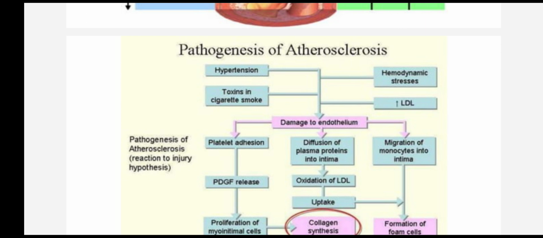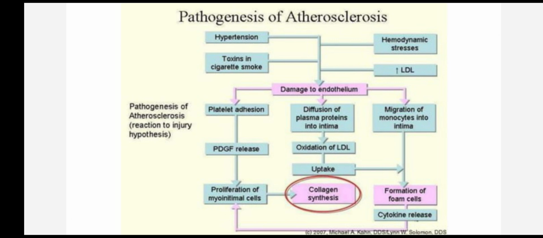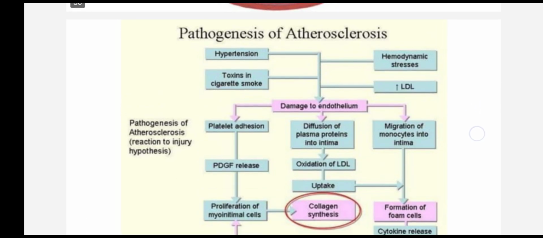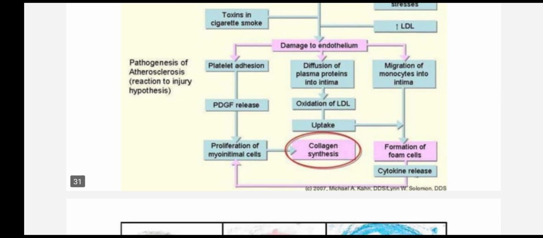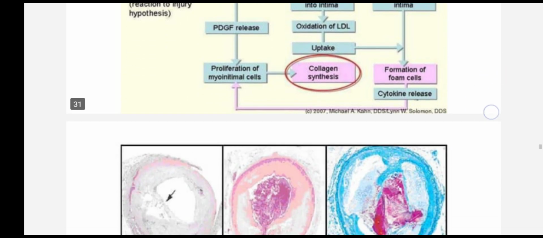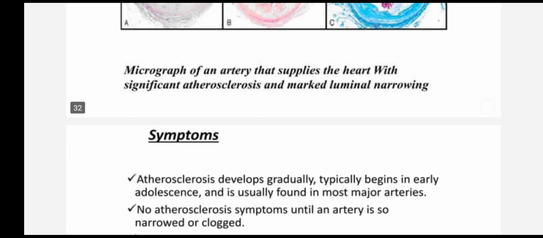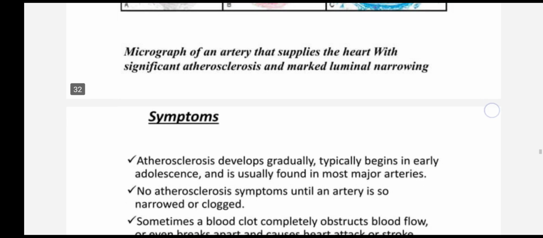Pathogenesis of atherosclerosis: hypertension, toxins in cigarette smoke, platelet adhesion, PDGF release, proliferation of myointimal cells, damage to endothelium, diffusion of plasma protein into intima, oxidation of LDL uptake, collagen synthesis, hemodynamic stress, LDL, migration of monocytes into intima, formation of foam cells, cytokine release. Macrograph of an artery that supplies the heart with significant atherosclerosis and marked luminal narrowing.